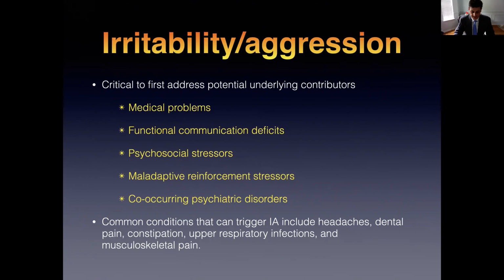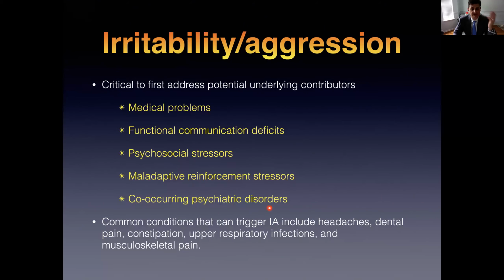But there are also other reinforcement stressors which may be possible. For instance, a patient may realize that when they're aggressive, they get sent home early from school. And if that continues to occur, that may reinforce the aggression. So oftentimes looking at the behavioral plan can be very informative in terms of heading off the irritability at the source. Also, co-occurring psychiatric disorders can also be a factor.